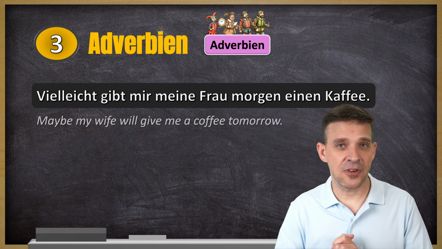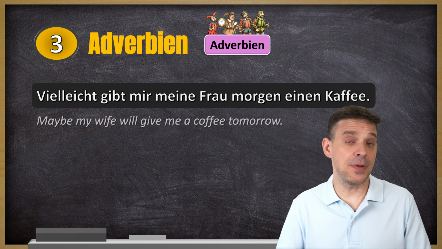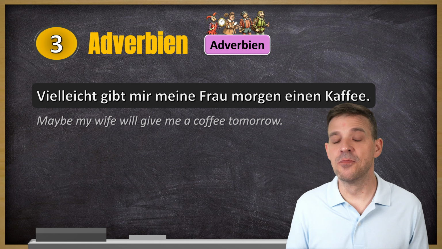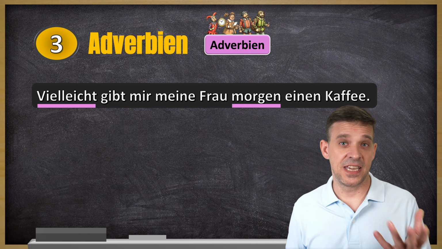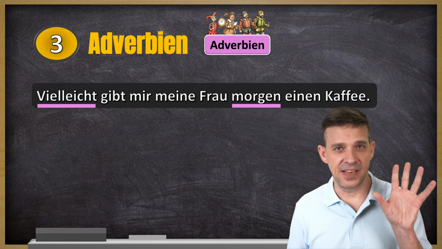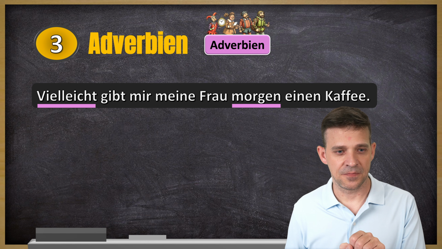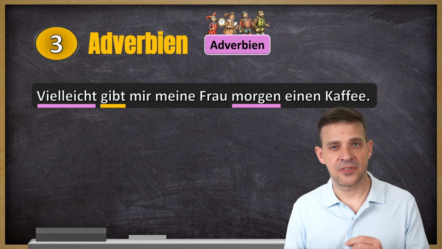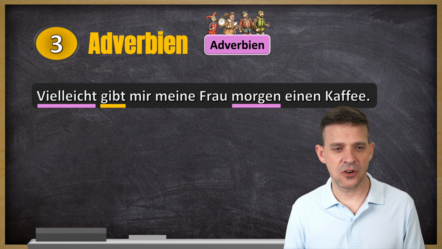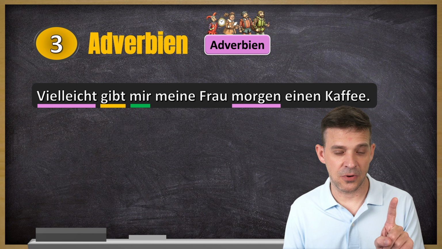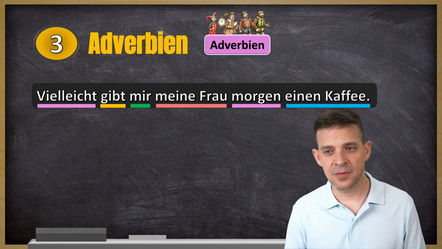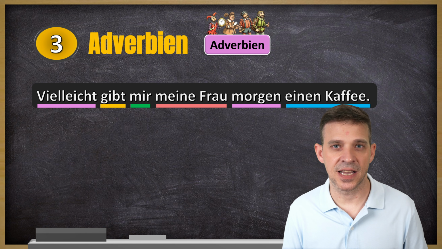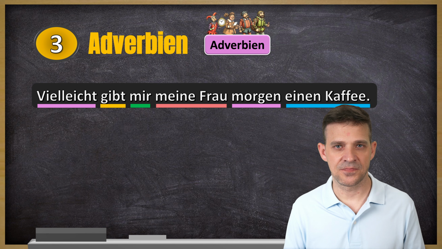Vielleicht gibt mir meine Frau morgen einen Kaffee. Maybe my wife will give me a coffee tomorrow. Never give up hoping. Here we have zwei Adverbien, vielleicht und morgen. Then we have second position, conjugated verb, der König, Personalpronomen, mir, meine Frau, Subjekt, morgen Adverb, einen Kaffee, the direct object in Akkusativ.